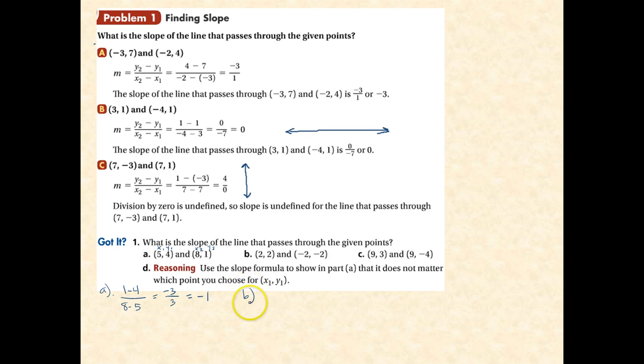For B, we're going to do y2 minus y1. So that's negative 2 minus 2 over x2 minus x1, which happens to also be negative 2 minus 2. And that's negative 4 over negative 4, which equals 1. Okay. For C, negative 4 minus 3, and then 9 minus 9. That's negative 7 over 0, which is undefined.